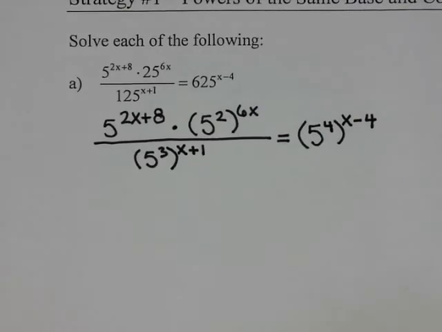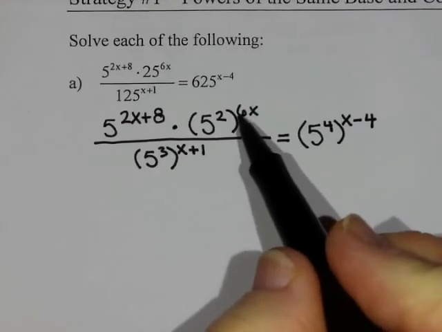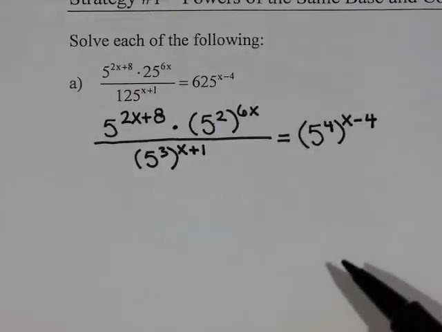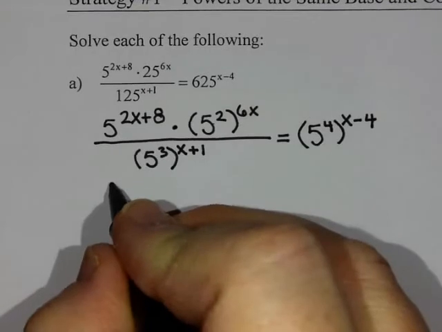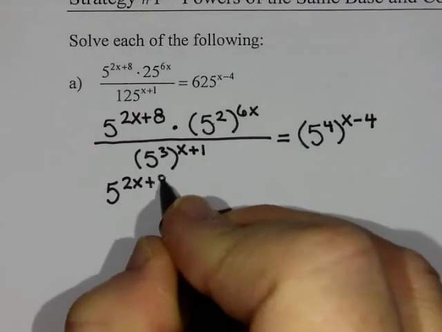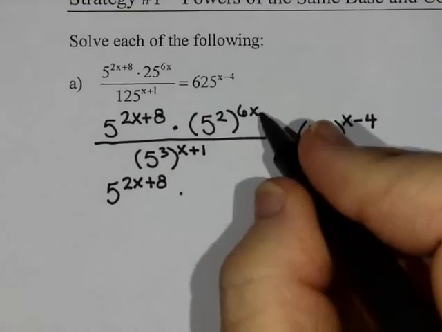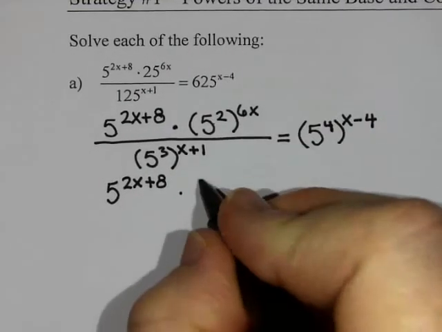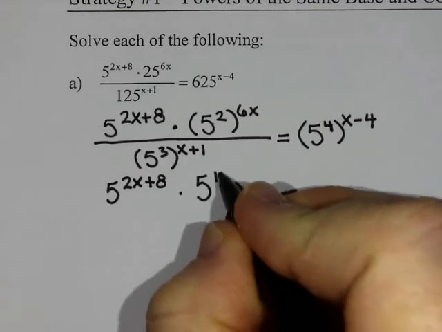Once I have everything written as a power with the same base, I can start using some exponent laws. That's why we try to write them as powers of the same base, because then I can use exponent laws to help me simplify these expressions a little bit. First I'm going to deal with these brackets and the exponents on the outside. The 5 to the power of 2x plus 8 is going to stay as is. But for 5 squared to the 6x, I multiply those exponents to get 5 to the power of 12x.